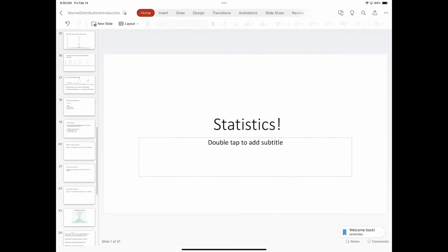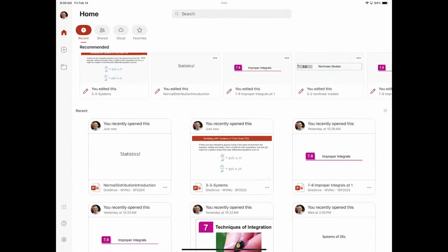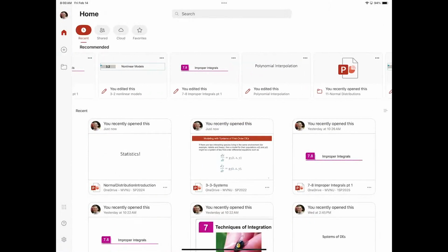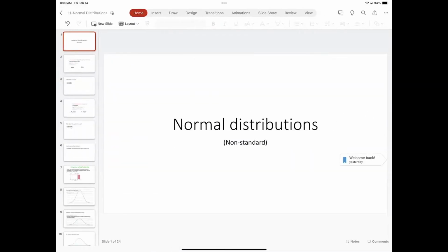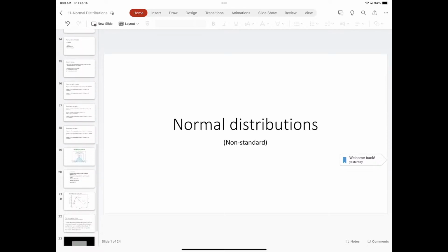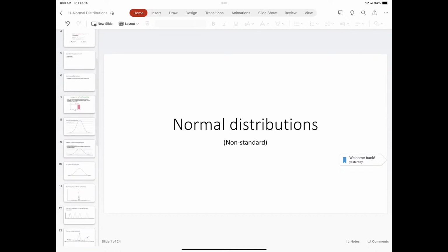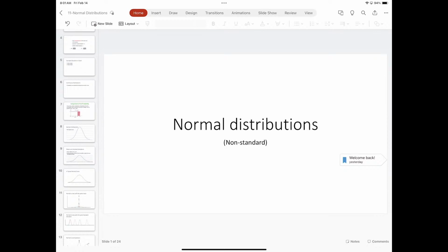Let's see, is this the one I'm supposed to be doing? No, just a minute. I should always have it open. Normal distributions. Is this it? This is it. Yes, this is it. I think. Yeah, close enough. Just a minute. That doesn't look right either. I have to check. It doesn't always update the way I want to when I go over to the iPad. So let me see what I have here.